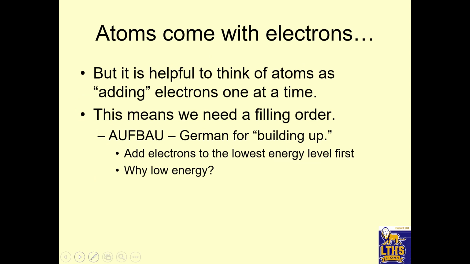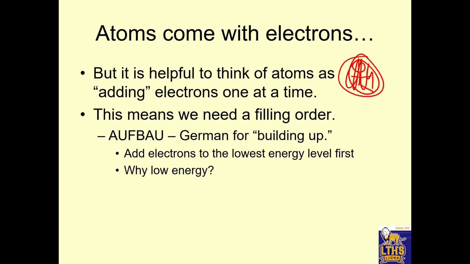Atoms come with electrons, but it's helpful to think of them as adding electrons one at a time. I hope you don't think of yourself as, oh look, I'm a little kid. I get a little bigger, now I have a body, a leg, an arm, another arm. It doesn't happen like that. You're born all at once.